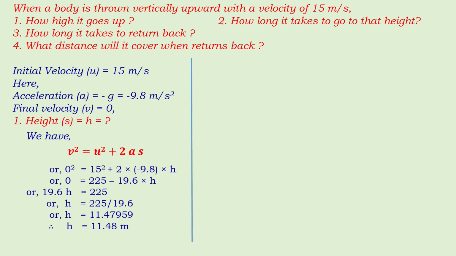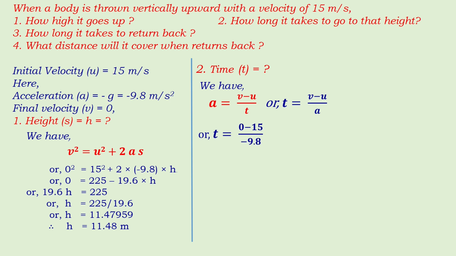The next question is, how long does it take to go to that height? Time is asked. That's why I'm writing time t equal to question mark. If we have the information u, a, v and s, then the fifth one, t, can be calculated by using any equation of motion, but that equation must contain t. I'm using the equation of acceleration, a equal to v minus u by t. Here t equal to v minus u by a.